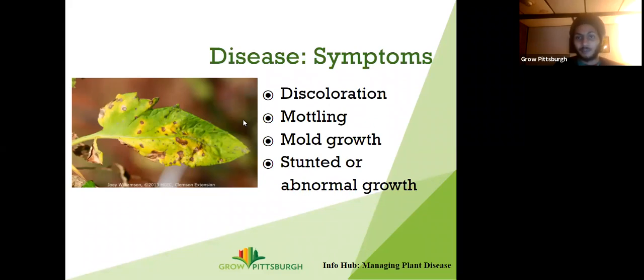Disease symptoms: you will often have discoloration or mottling, as well as mold growth or stunted and abnormal growth when your plant is dealing with the disease. You can check out the Info Hub Managing Plant Disease page.